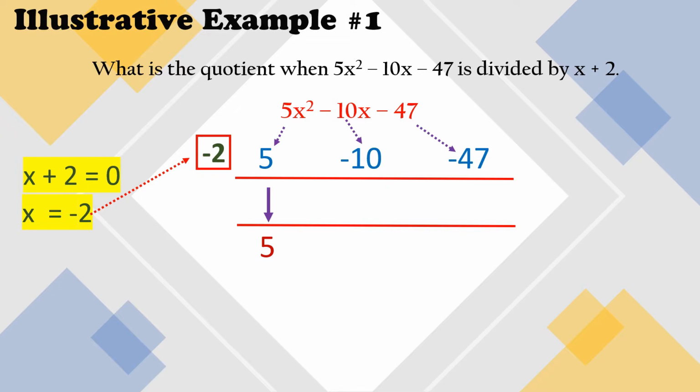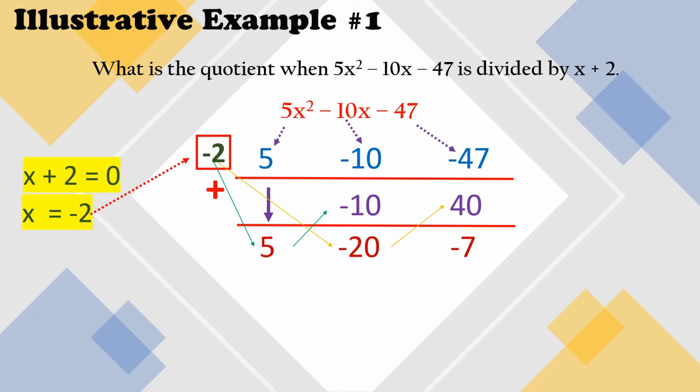After this, we multiply the synthetic divisor by the number that we brought down. So negative 2 times 5 will give you negative 10. Then we put it on the next column, second row. Then we add these numbers. Negative 10 plus negative 10 is negative 20. Then we multiply it by negative 2, so the answer is positive 40. We put it on the next column, second row. Then we add the numbers, and we will have negative 7.